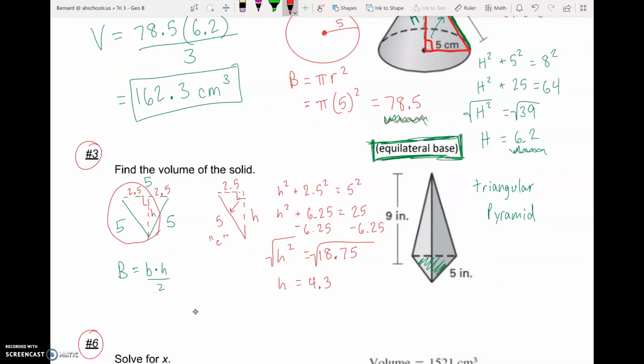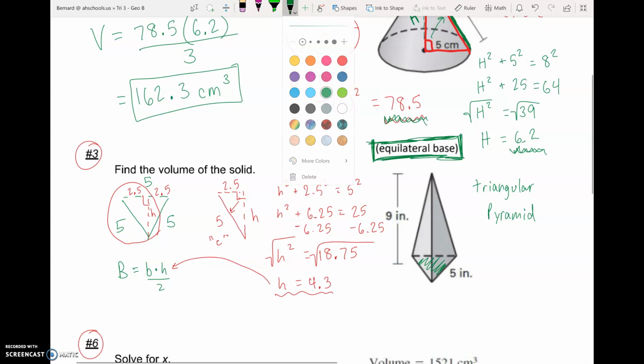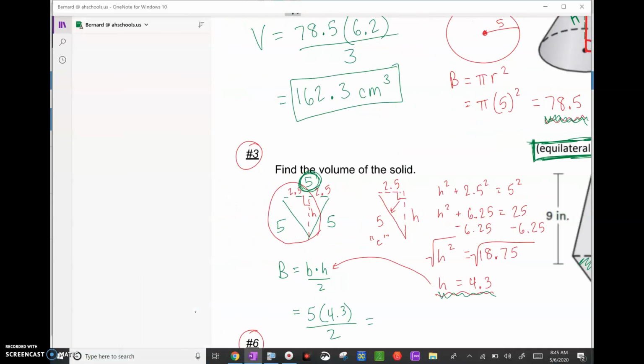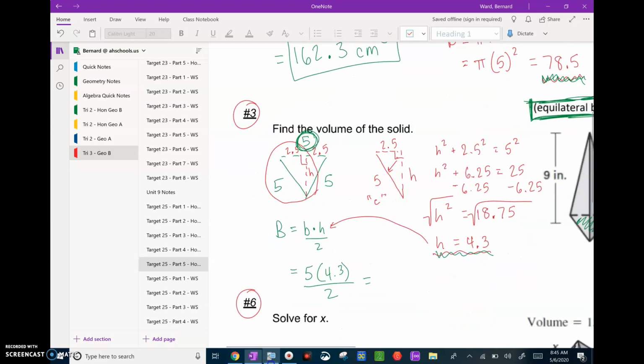All right. Now, remember, that's just the height of our triangle. But now we can figure out big B based off of that, because our big B, remember, one of the 5s is our base. And so it'll be 5 times the h we just found, 4.3, and then we'll divide it by 2. Remember, what we're trying to do right now is find the area of this triangle, because this is the base of our triangular pyramid. And this is what big B will be. So 5 times 4.3 divided by 2.